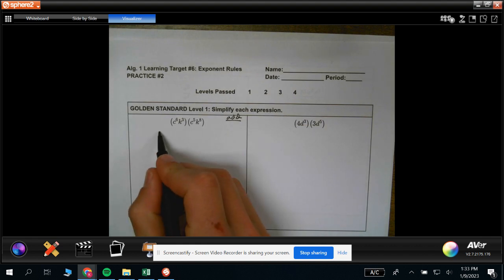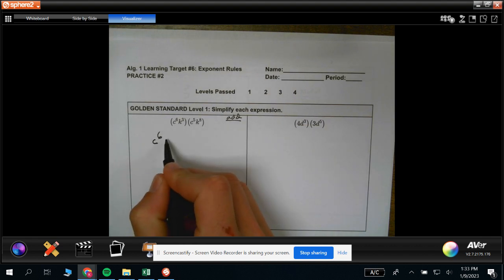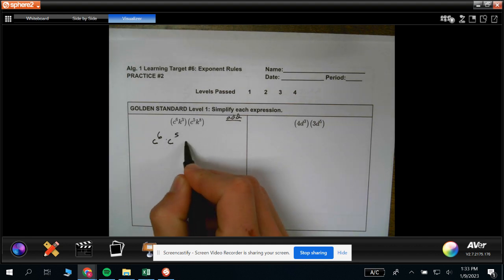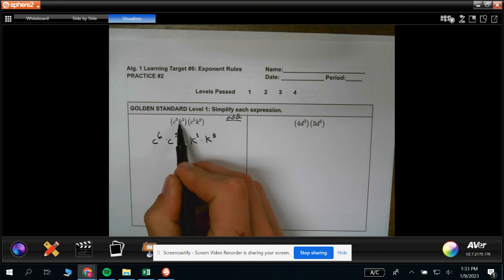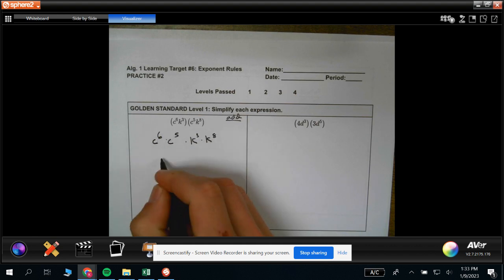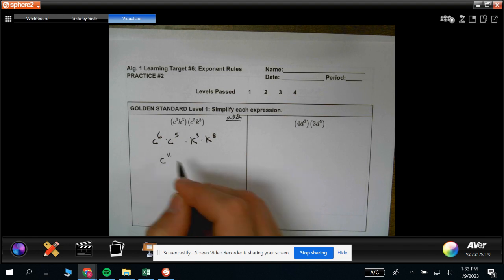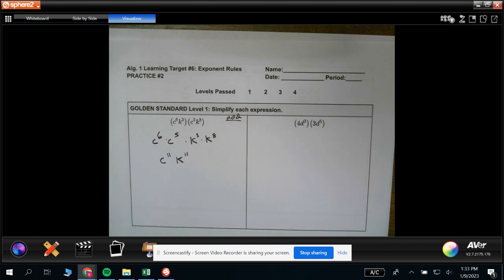I see here c to the 6th, and I see c to the 5th. I see k cubed, and I see k to the 8th. Right. 6 and 5 add to be 11. 3 and 8 also add to be 11. So c to the 11th, k to the 11th.